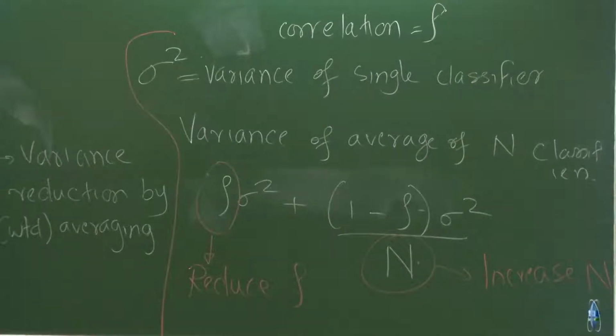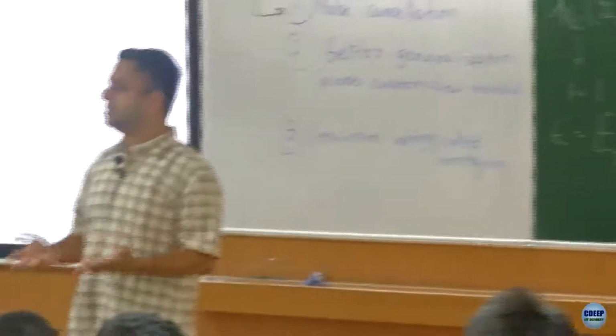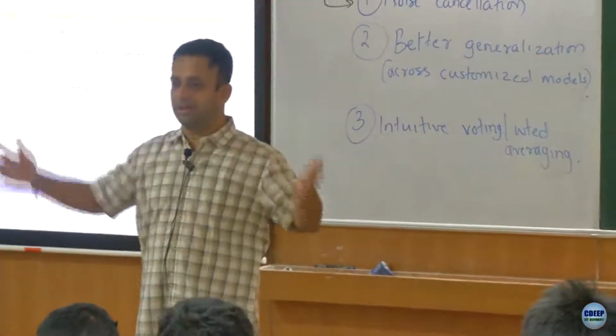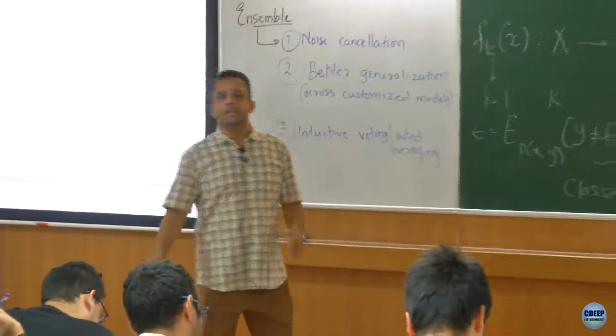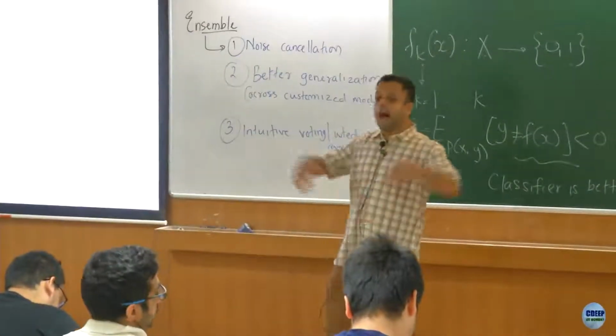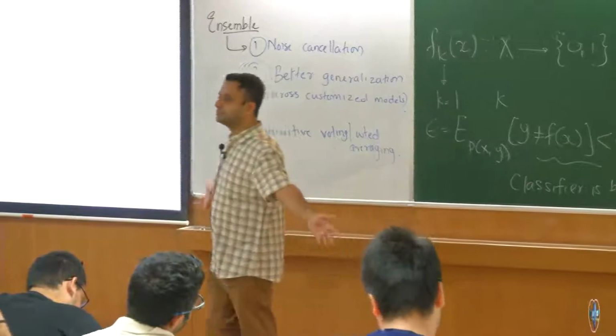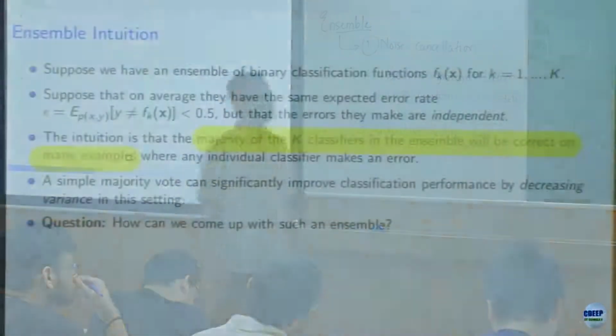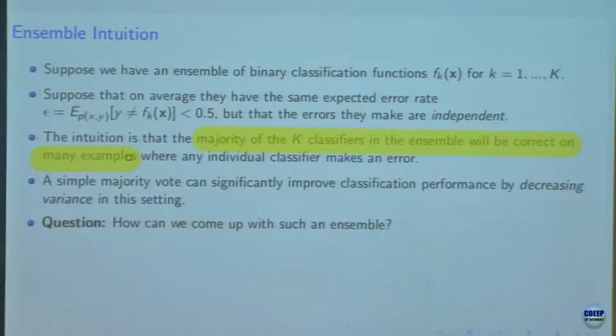You really want independent opinions. That's what you would like even in an election, in a democracy. You would like people to think independently, but at the same time, you want a large number of people to vote. So this is the basic intuition, and the same intuition has some mathematical justification. So the question is, how can we come up with such an ensemble?